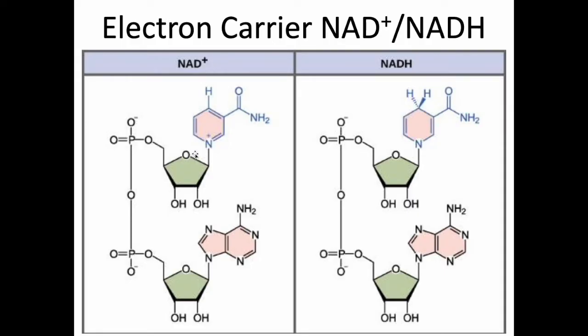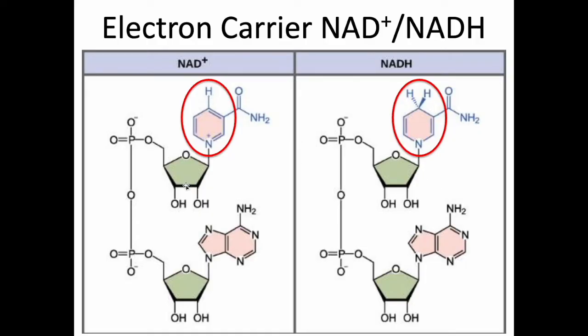This is the oxidized form. This is the reduced form. So this is the low energy form, and this is the higher energy form. This is the form that's ready to accept electrons. This is the form that has been given electrons. Empty, fully loaded. If you're trying to spot the difference here between one and the other, boom, here we go. It's right here in this part of the molecule.